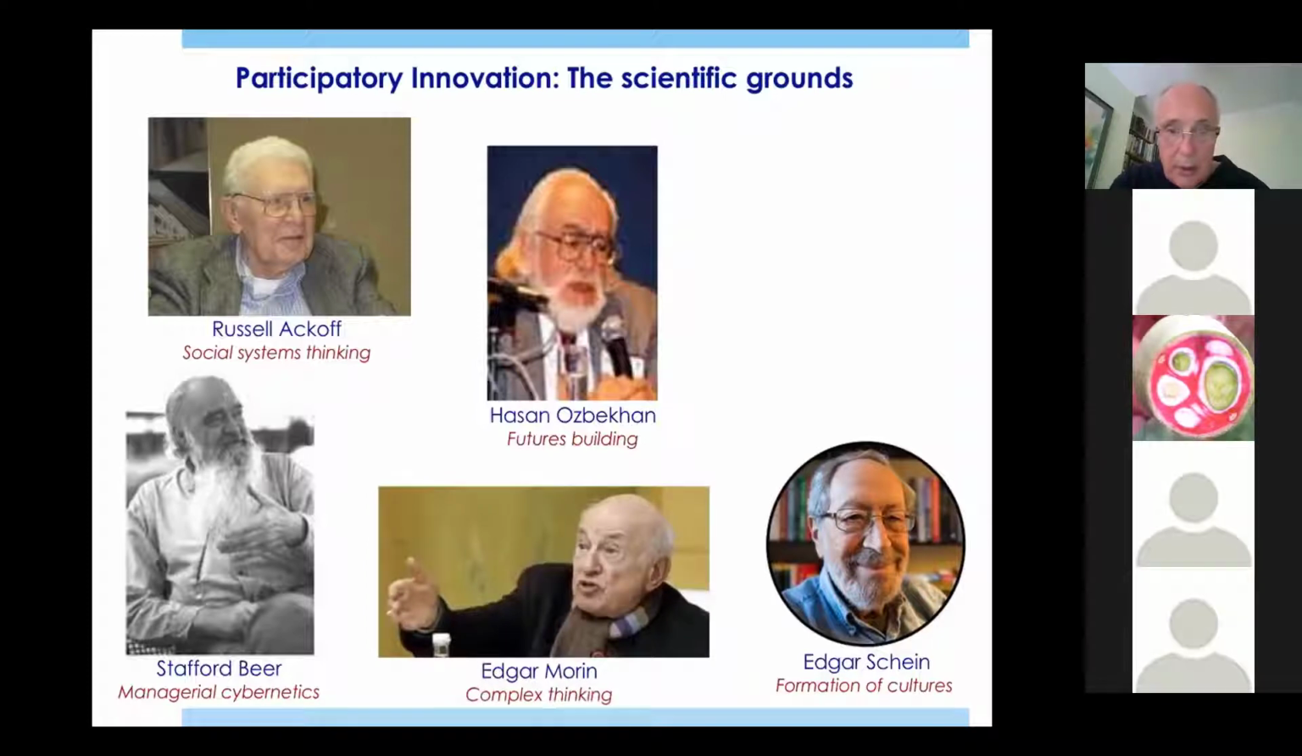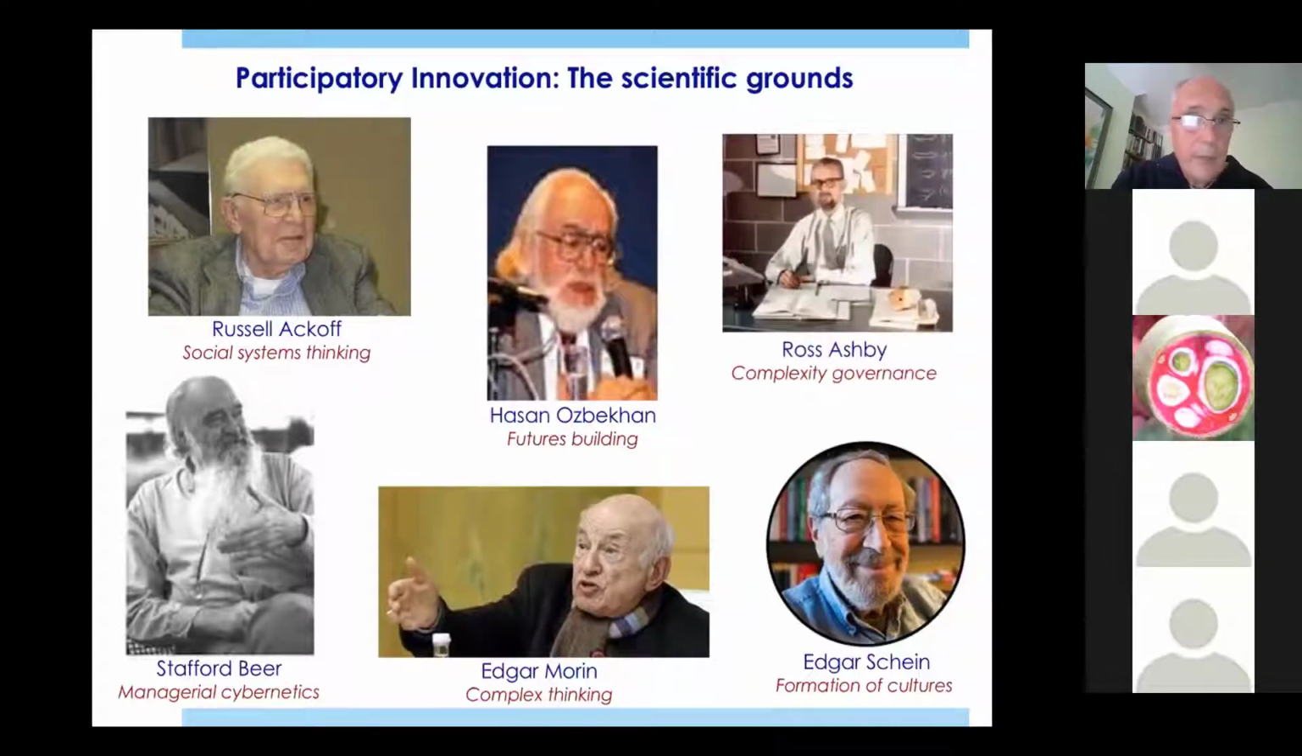Then Edgar Morin, a great French thinker and philosopher, about to turn 100 years old, author of Complex Thinking. This is almost unknown in the English-speaking world. His work has very recently started to be translated. And finally, of course, Ross Ashby, complexity governance. These authors are integrated into my work, with some expansion of the work of each of them. We could talk about that later.